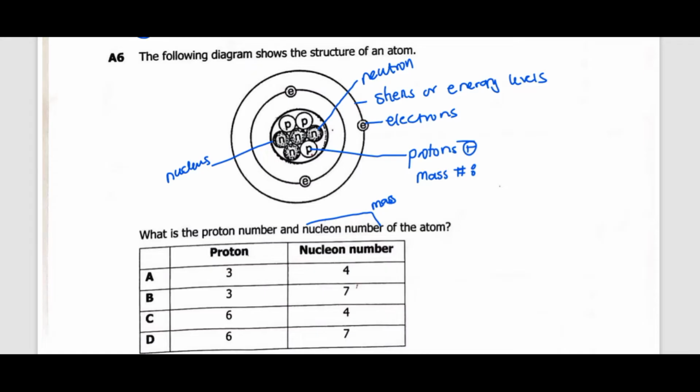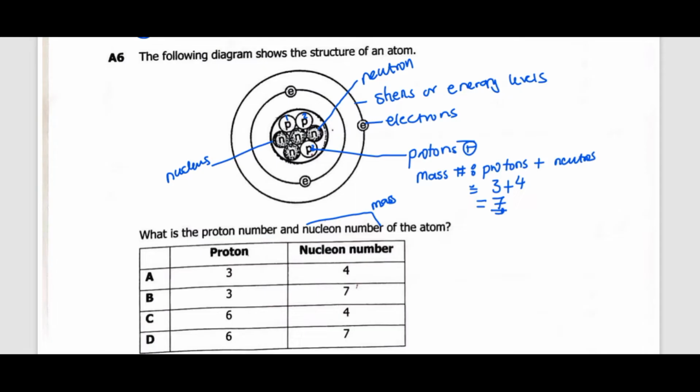So how do we find the mass number? So mass number can be found by adding protons and the neutrons. So from this diagram, we can see that we have 1, 2, 3 protons. So we have 3 protons plus how many neutrons? So neutrons, we can see where we have this n here. So we can see that we have 4. So 3 plus 4 will give us 7. So we know that the nucleon number will be 7.